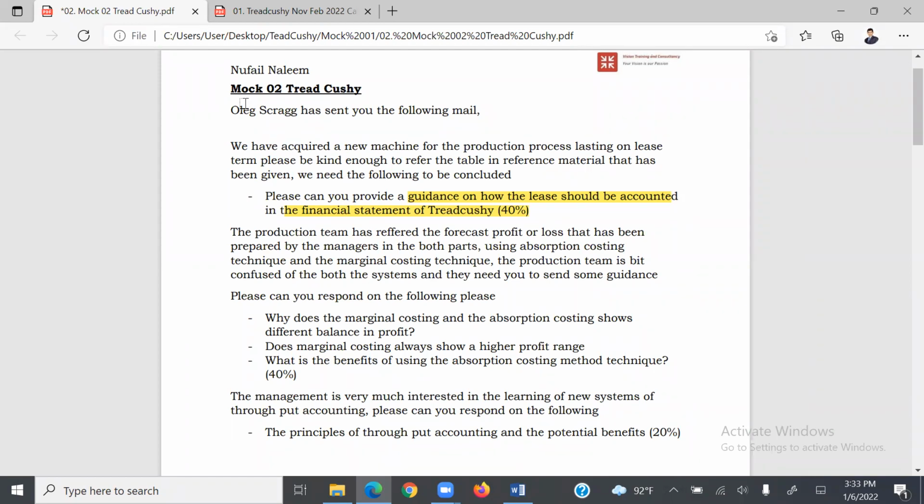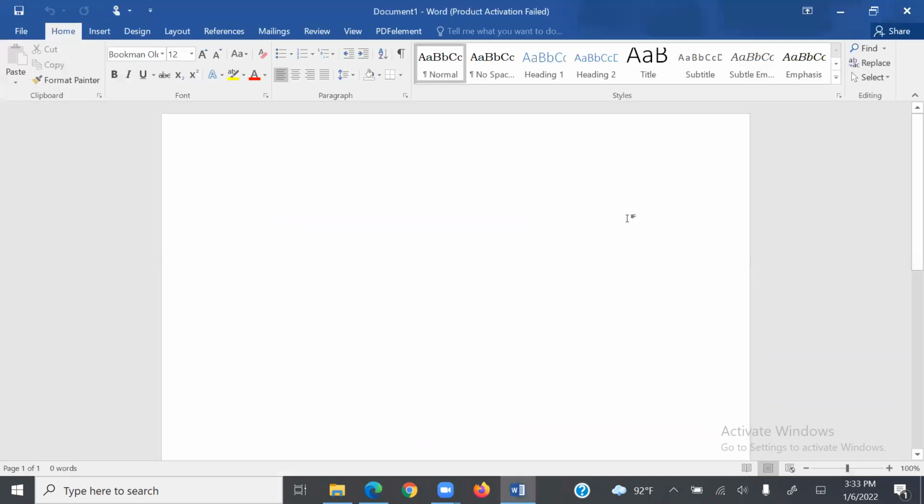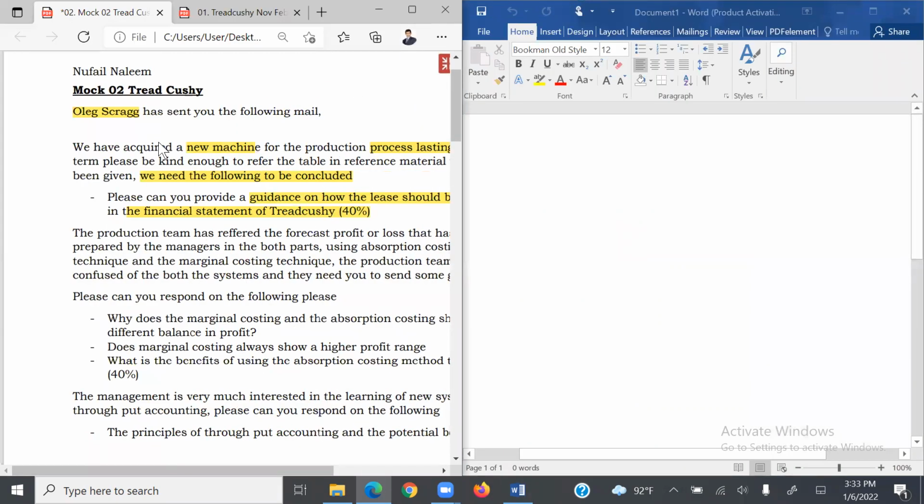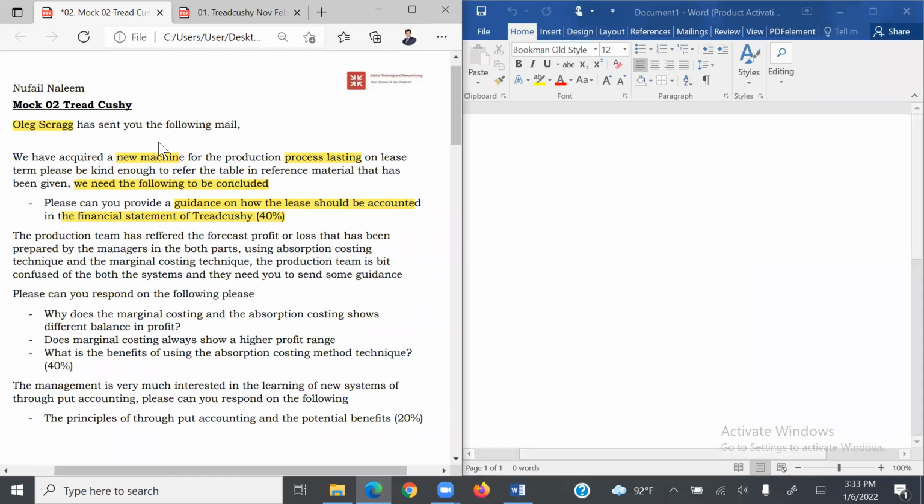Students, you must refer to the LMS portal as well. Oleg Scragg has sent you the following mail. We have acquired a new machine for the production process, lasting. Can you remember, students, there is a production posting called lasting. On a lease term, please refer to the table in the reference material that has been given. We need the following to be concluded. We will go question by question, since we are learning it today. Oleg Scragg has given you guidance on how the lease should be accounted in the financial statements.